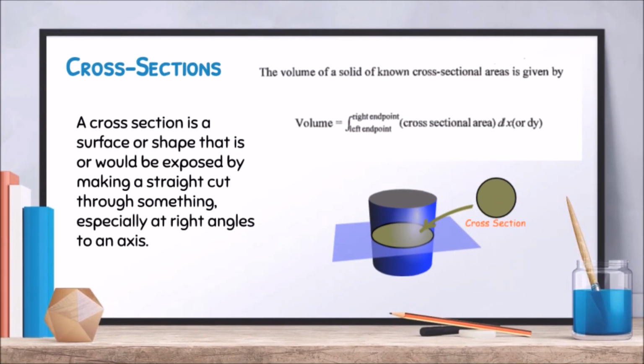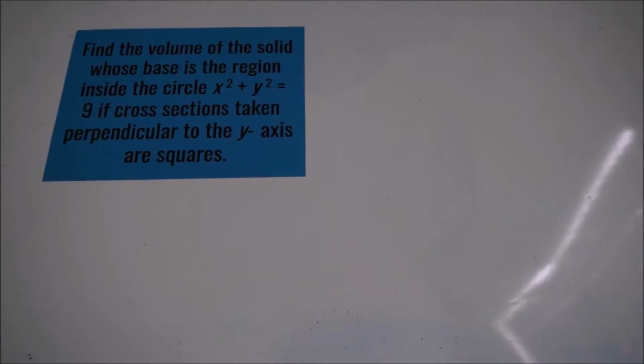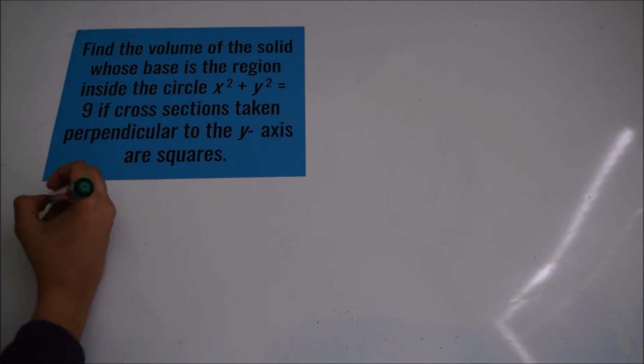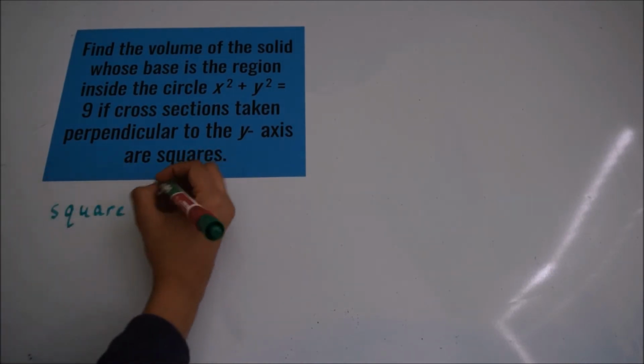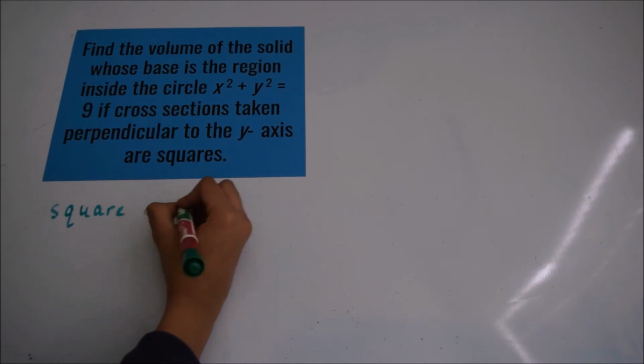Cross sections are surfaces or shapes that would be exposed by making a straight cut. The volume of a solid of known cross-sectional area is volume equals integral from left to right endpoint of cross-sectional area dx or dy. Find the volume of the solid whose base is the region inside the circle x squared plus y squared equals 9 if cross-sections taken perpendicular to the y-axis are square.